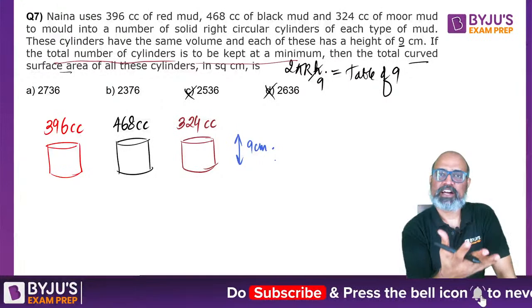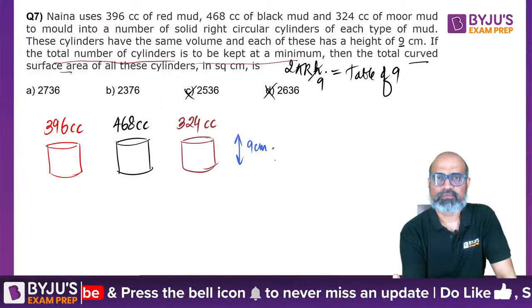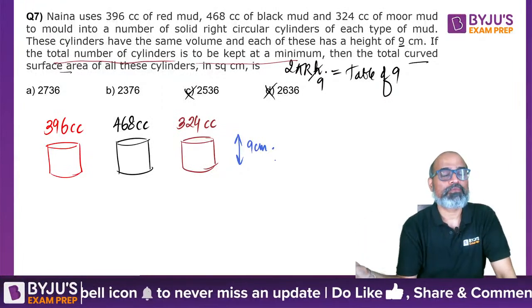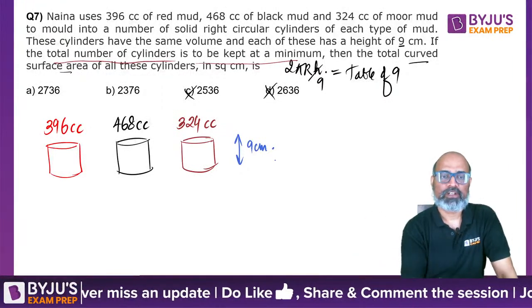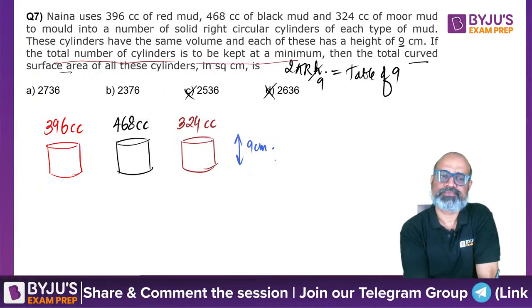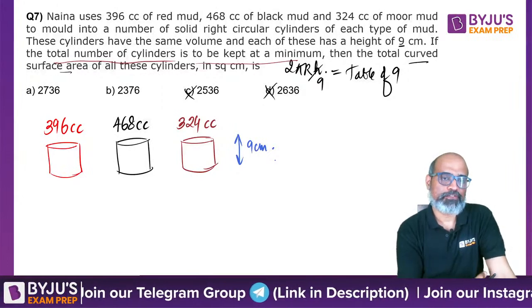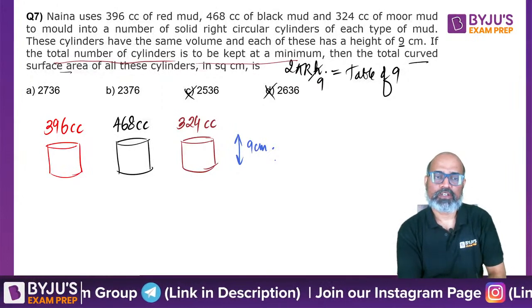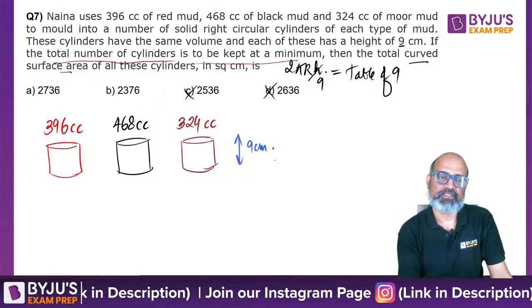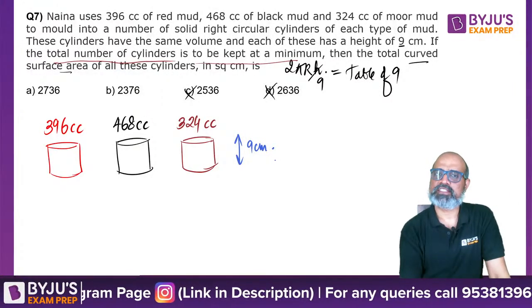So can I say I have to take the HCF of 396, 468 and 324? Because that's the volume that can be equally distributed. So what is the HCF of 396, 468 and 324? What is the HCF? So 396 minus 324 is 72. Do we have 396 plus 72 is equal to 468? Yes. So 72 is the HCF.